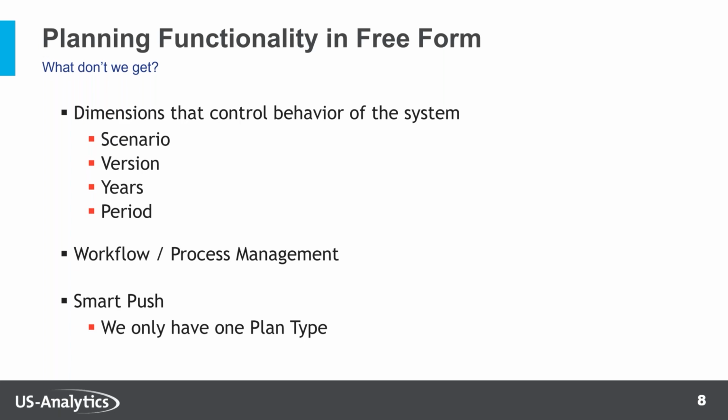So obviously we don't get workflow and process management since we don't have a scenario, version, period, or years dimension. And since right now we only have one plan type, we don't get Smart Push. If you click around enough, you'll see that there are artifacts of Smart Push still out there. The real question is going to be, will that come back in once we get multiple plan types? I think it will, since from an Oracle perspective, it's easier to leave stuff in than it is to rip stuff out. So I think that'll probably find its way back into the application. But right now, we don't have that, because there's no reason, we only have the one plan type.